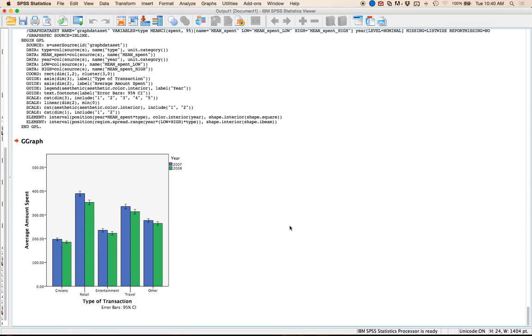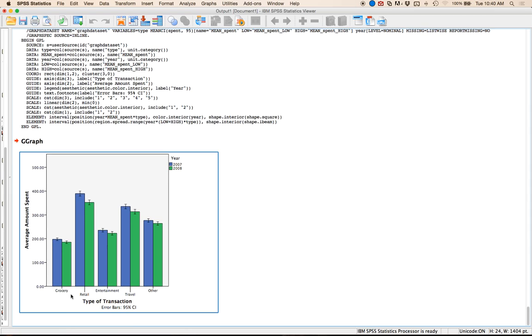There we go. All right. So I like this graph because all the words are capitalized, which is journal appropriate. I've got an appropriate y-axis, average amount spent, an appropriate x-axis, appropriate labels. So how many times have I said appropriate? I've got my error bars.